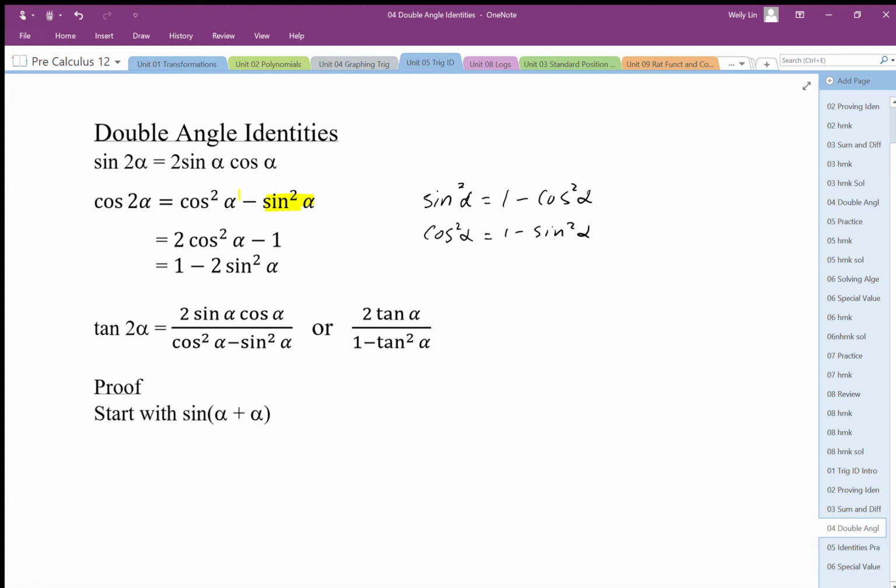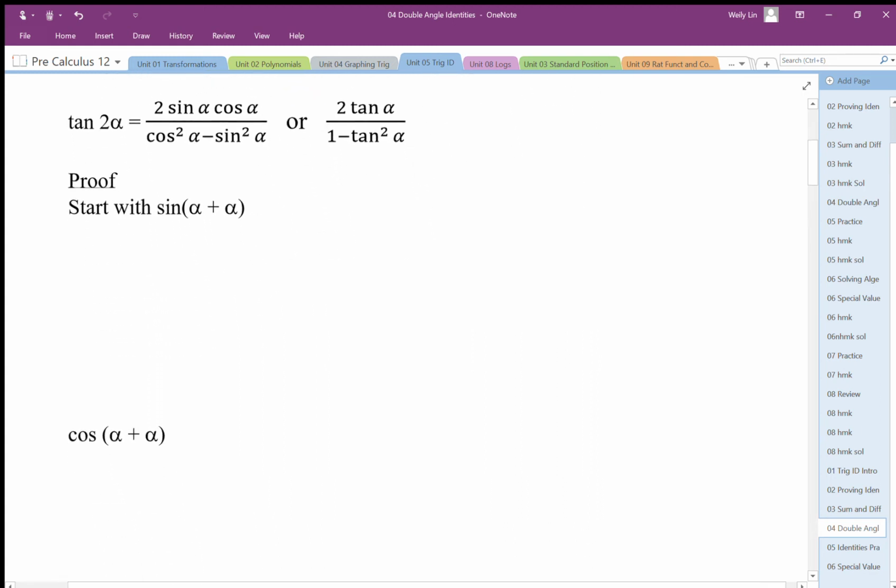Okay, so let's prove this identity for sine 2 alpha. We're going to prove it just using the sum identity for sine. So the sum identity for sine looks like this. Sine of alpha plus alpha, which is 2 alpha, is going to be sine alpha cosine of the other angle alpha plus sine of alpha cosine of alpha. Well, if I put those together, those are 2 sine alpha cos alpha. So there it is. We've just generated the double angle identity for sine by using the sum identity.